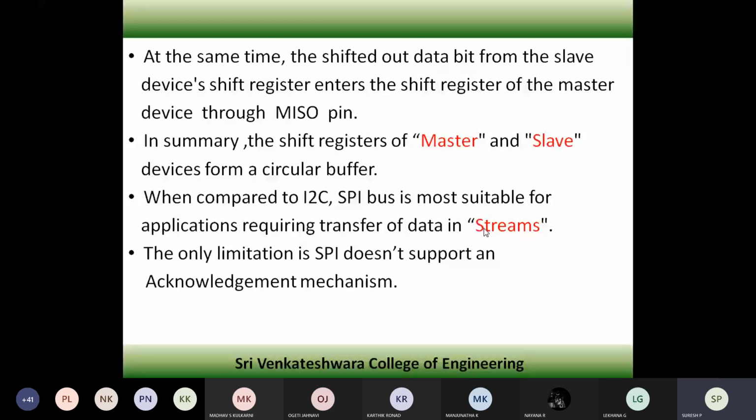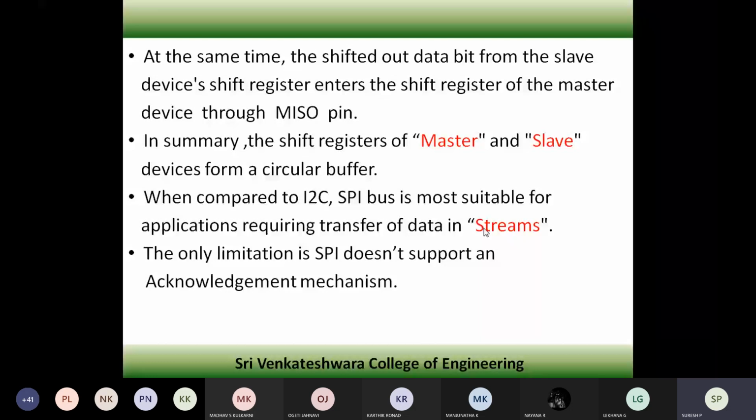Since it is a bidirectional transfer, both master and slave can communicate simultaneously. The bit shifted out from the slave device shift register has to be sent to the master now. So now the master will be at the input end and the slave at the output end. Where the slave has to place its data: the slave has to place the data on the MISO pin.